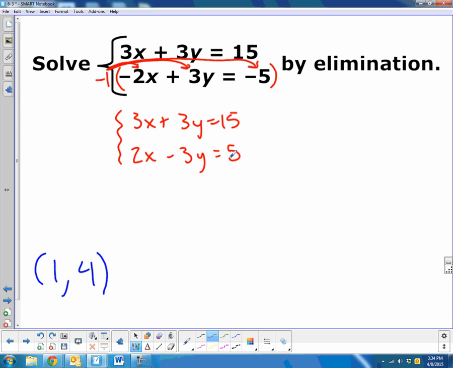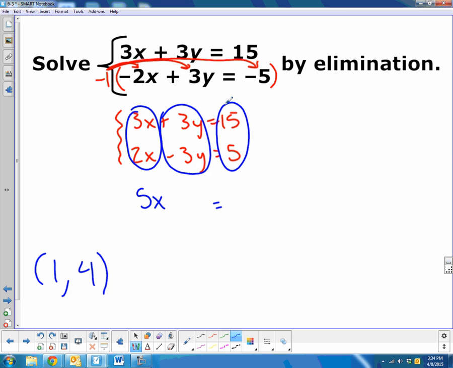Now I'm going to add those two equations together. 3x's plus 2x's give me 5x's. 3y minus 3y is nothing, which is perfect. That's what I want. The y's are eliminated. 15 plus 5 is 20. Divide both sides by 5 to get x all by itself, and I see that x equals 4. So I've got my solution of x equals 4.